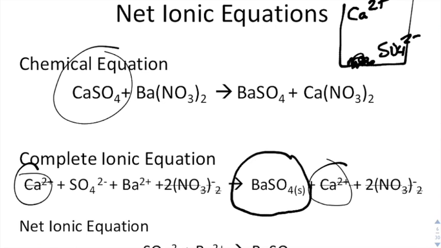So the net ionic equation, you'll notice, is just the solid and the ions that go to the solid. Whatever you had that's not part of the solid product is not in the net ionic equation. The AP test tends to ask at least one or two of these in the free response each time: write the net ionic equation for this reaction.